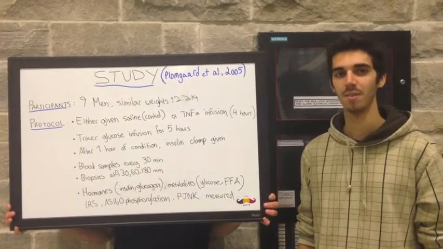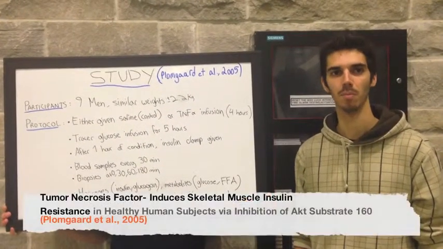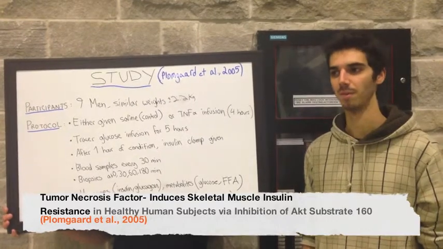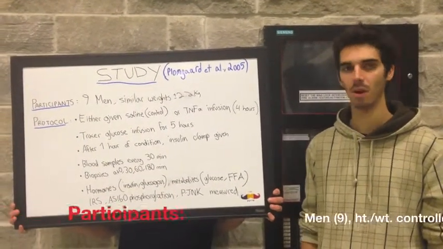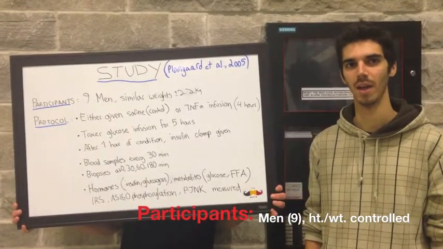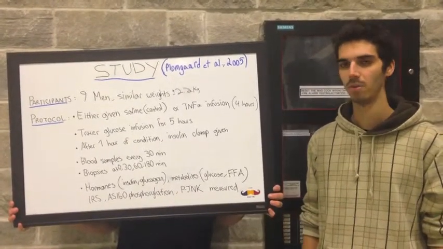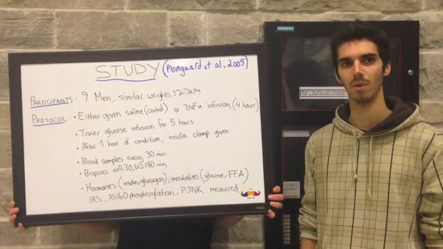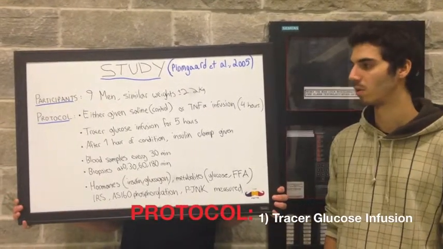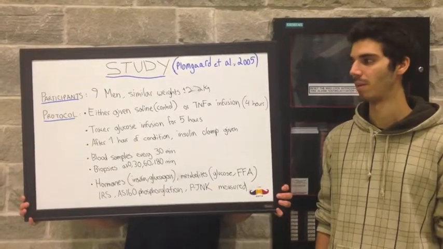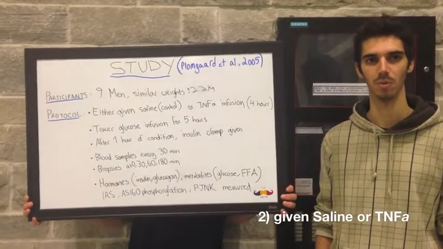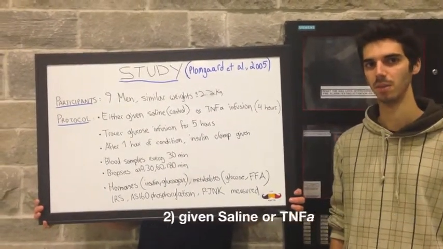To test our hypothesis, we investigated a study by Palmgard et al., released in 2005. In this study, they used 9 participants, all men, controlled for weight and for height. The protocol of the study: first, all 9 men were given a tracer glucose infusion. An hour after, they were given either a saline, which was a control, or a TNF-alpha infusion.